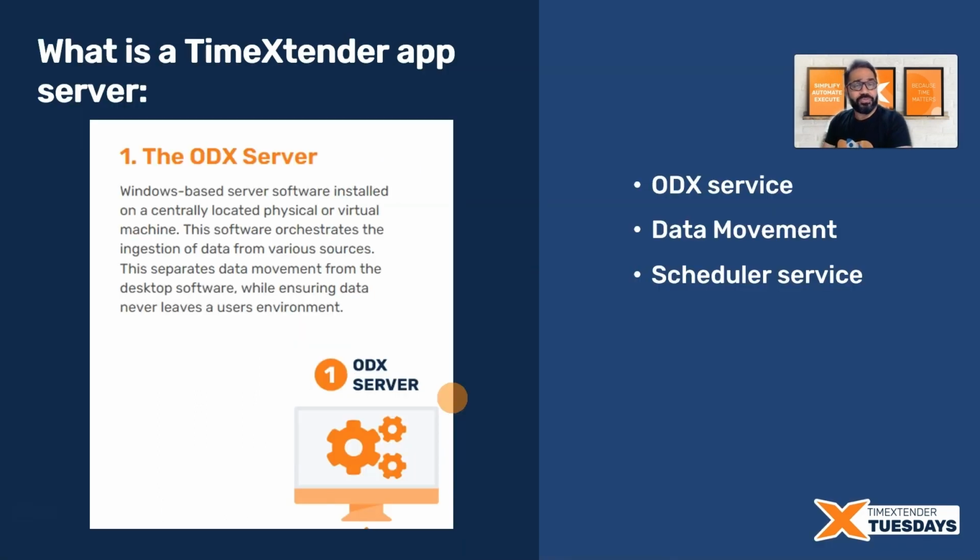So, what really is the app server, which we saw as the major component of TimeXtender architecture? It is nothing but a Windows-based software which can be installed on a physical or a virtual machine, which performs some critical tasks in the TimeXtender landscape. This is the software which orchestrates the data ingestion from different sources into the TimeXtender data estate.